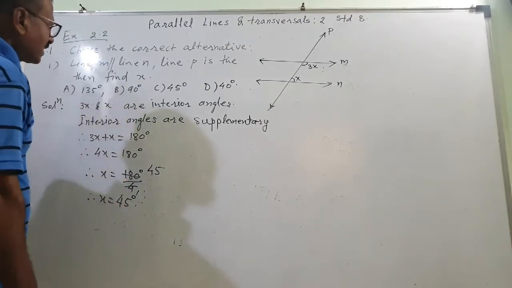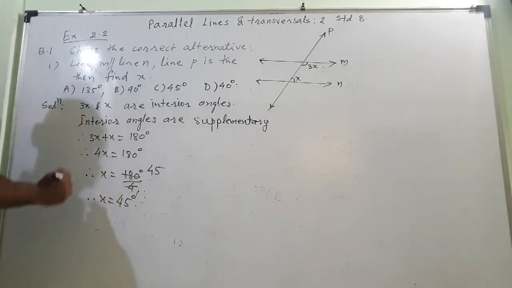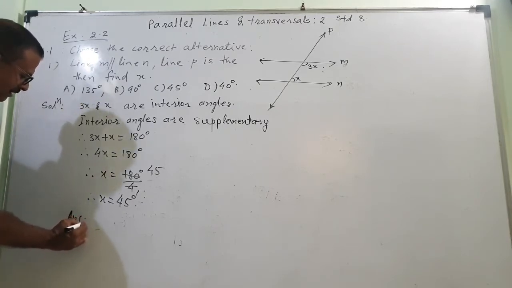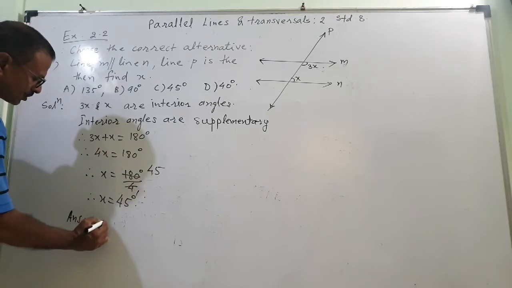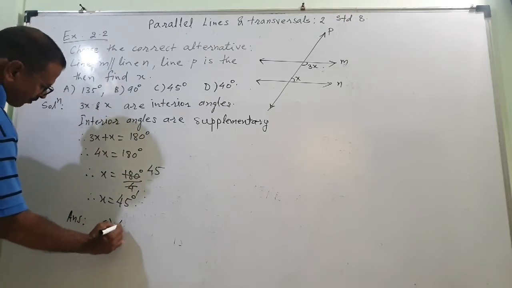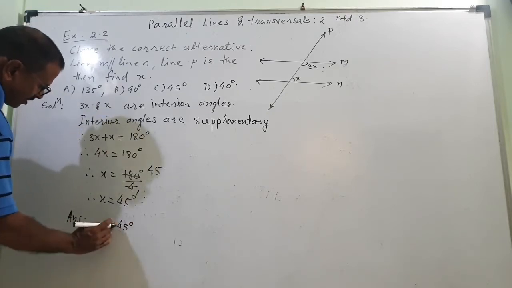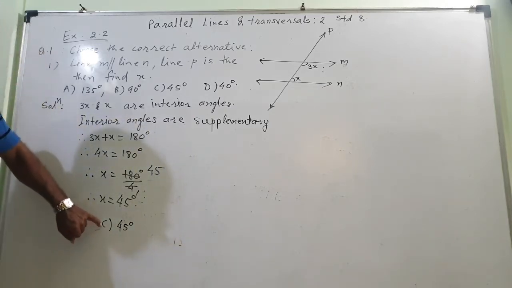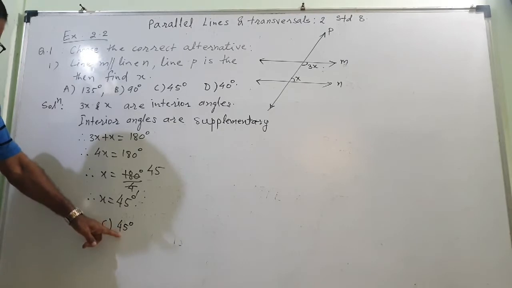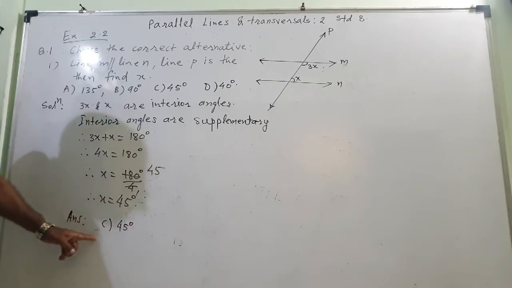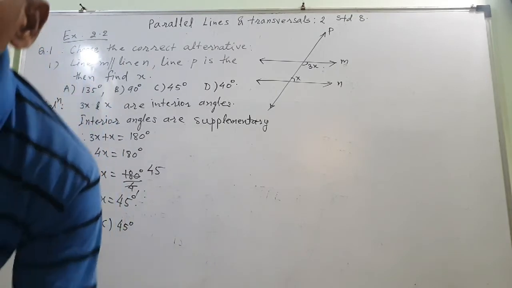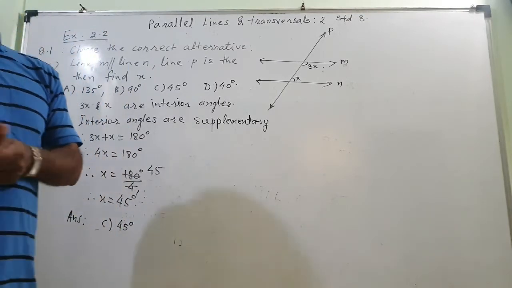How will you write the answer? Answer: C 45 degree. This is the correct way of writing the answer. Don't write only C. Don't write only 45. Write both of the things. C 45 degree. Hope that you have understood this.